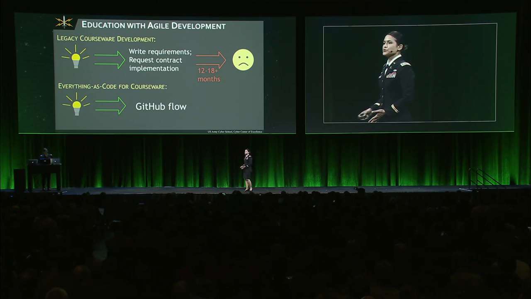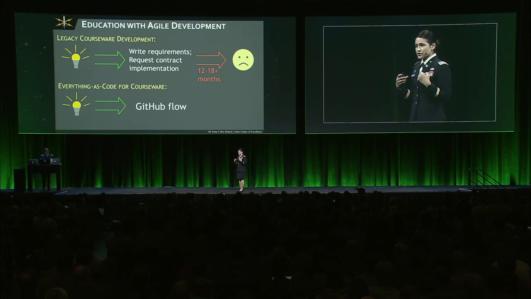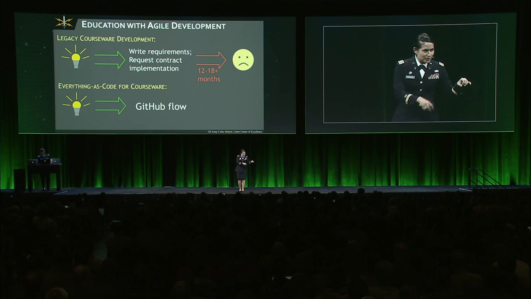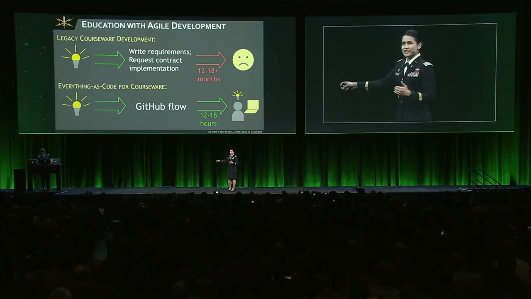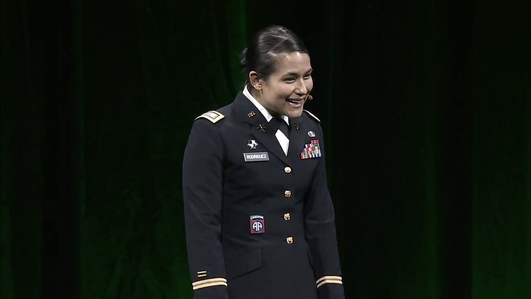So instead, we're approaching it as an everything as code for courseware, an agile type of solution, where you get the idea as an instructor, you immediately go to the computer, you type it in, and you submit it through the GitHub flow, and then your students may be using that the next day. So this really rapid pace of being able to speed up an idea to fruition in a problem-solving perspective is because we're using OpenStack and other open-source software to be able to put together infrastructure as a service.